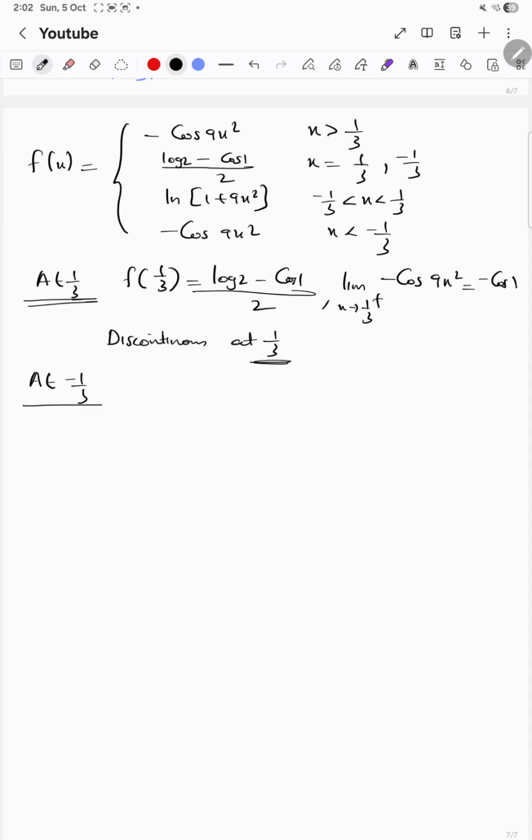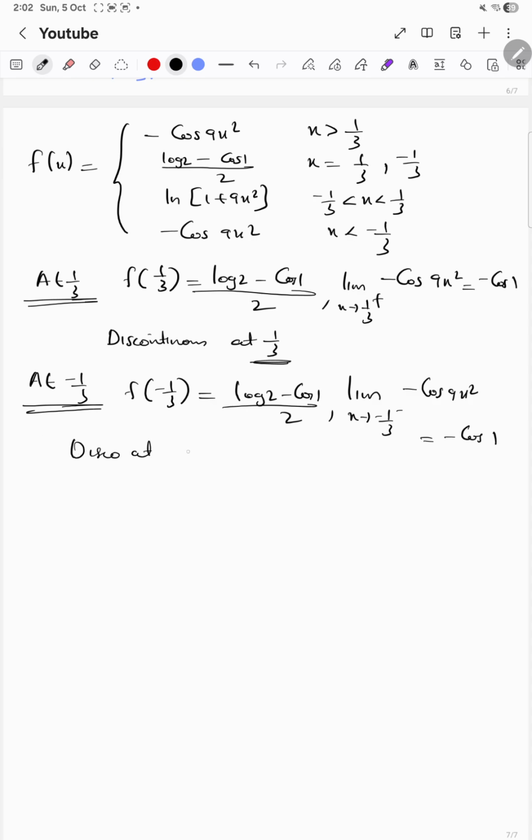Now at minus 1 by 3, same logic. What is f of minus 1 by 3? Same value, which is log 2 minus cos 1 by 2, and I will go with LHL. It will be x tends to minus 1 by 3, this portion will come, then it is minus cos 9x square. Again minus cos 1. So discontinuous at minus 1 by 3. Otherwise it is an even function, like that also you can say. At 1 by 3 discontinuous, minus 1 by 3 also discontinuous.